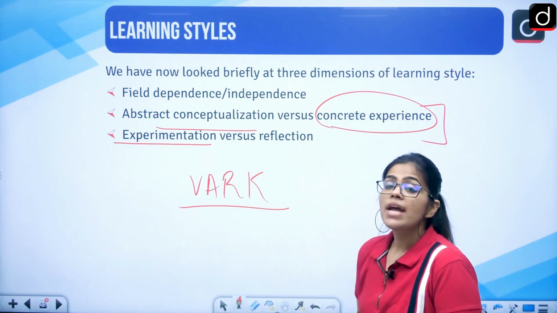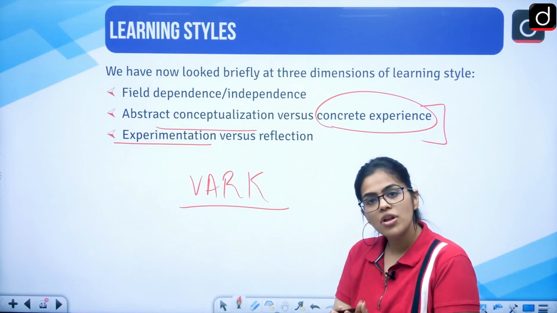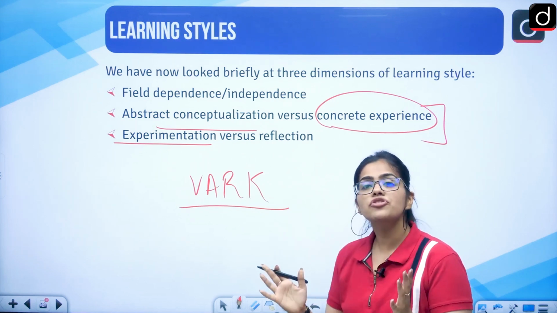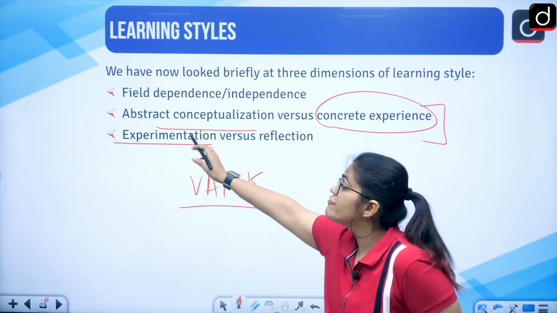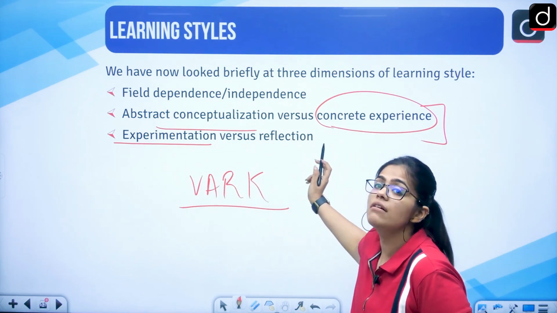While concrete experiential learning is that learning in which the child is focused on one thing. So, it's a concrete learning. They have decided what to learn, so there is no diffusion happening. There is no divergent learning happening, but it is a convergent learning.